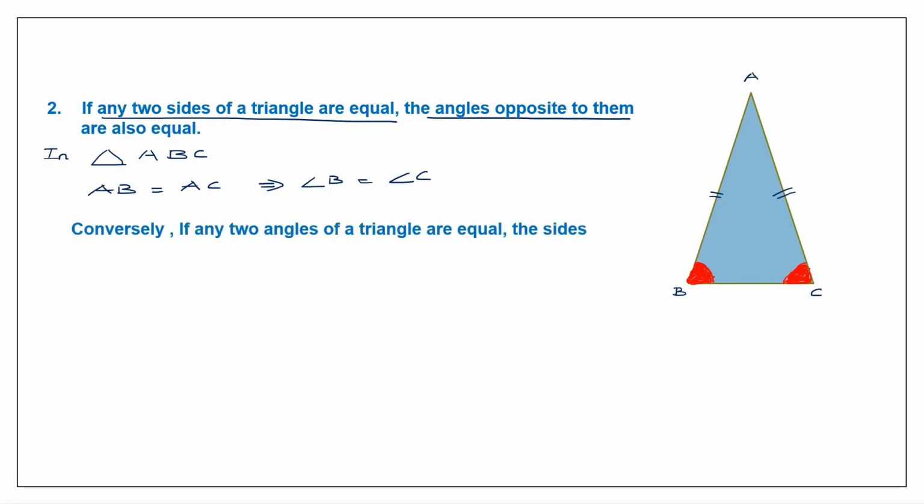This is true conversely also. This time, if any two angles of a triangle are equal, the sides opposite to them are also equal. That is, if I take angle B and I say it's equal to angle C, then it implies that the side that is opposite. What is the side that is opposite to angle B? AC. And what is the side that's opposite to angle C? AB. That means side AC is equal to side AB. So this point is important. If any two sides of a triangle are equal, the angles opposite to them are also equal. Conversely, also it is true.